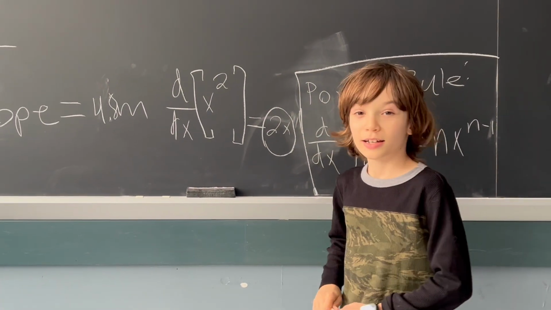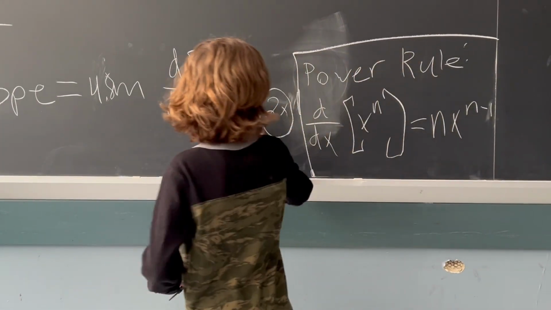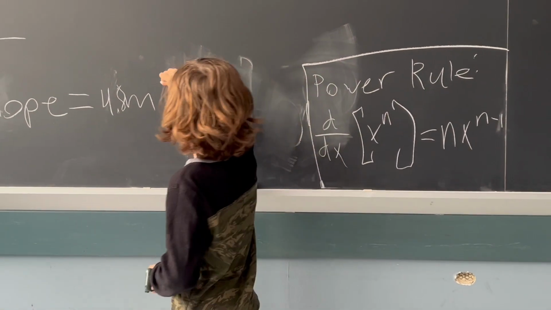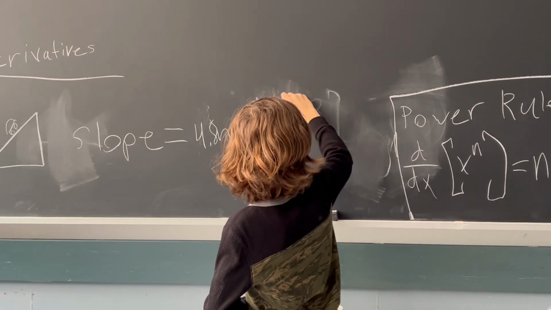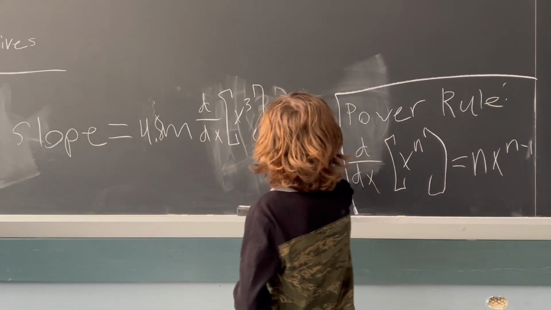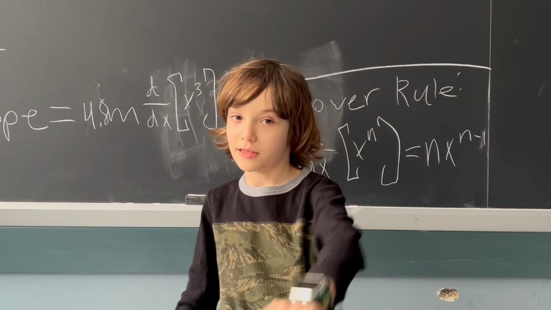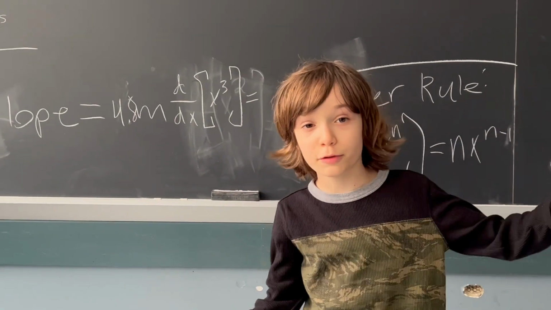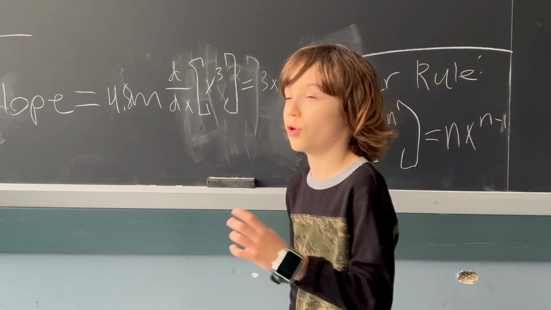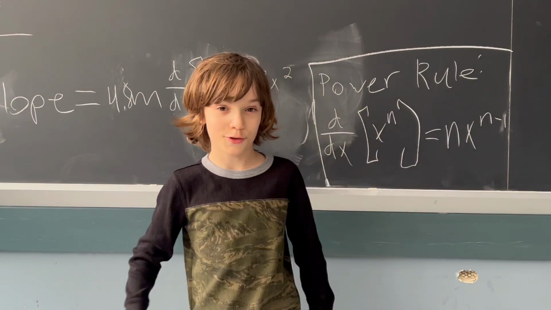Great, that's an example, but I'm going to give you one or two more. Let me erase this quickly so I can have more space. So we have the derivative of x cubed. What is that equal to? First we have to find n. n is the exponent, and the exponent is 3. So it's 3x to the power of n minus 1. n is 3, and 3 minus 1 is equal to 2. So it's 3x to the power of 2, 3x squared.